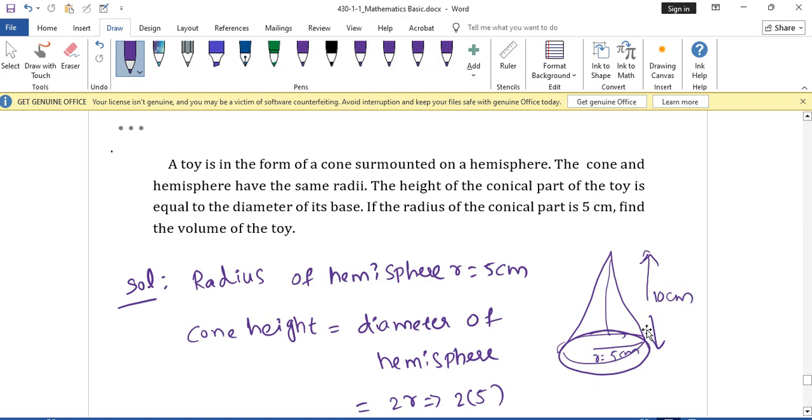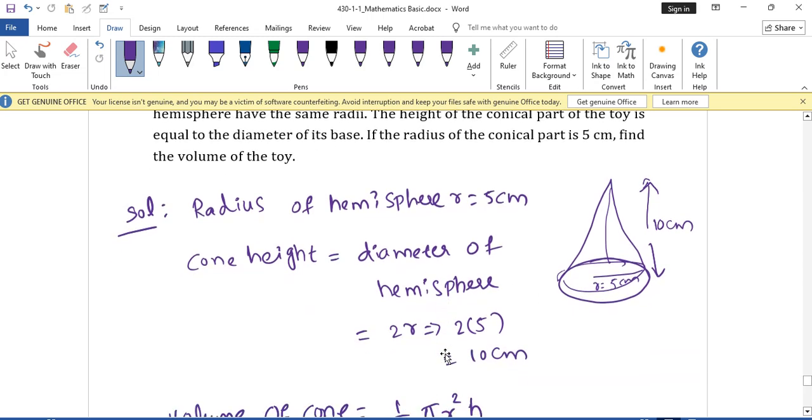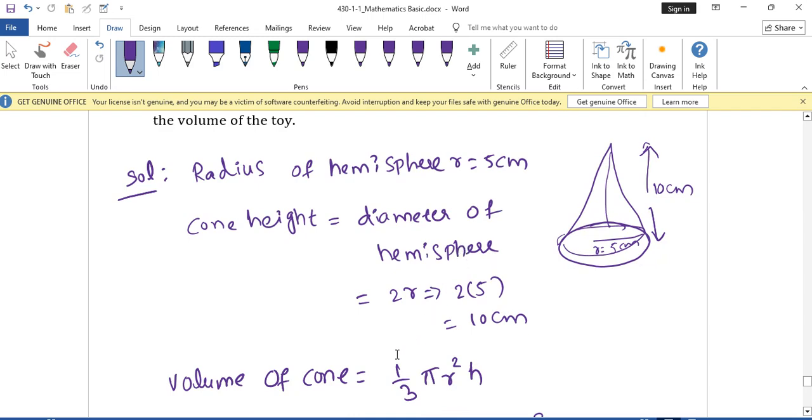Cone height they haven't given, we don't know. But we know the radius of the conical part, that is the radius of the hemisphere also, that is 5 centimeter. For cone height, they given the diameter of its base. Base is nothing but the hemisphere base, that is R. We know D is 2R, so 2 into 5 is 10 centimeter. Now we know the height of the cone and R. Now find the volume of the solid.